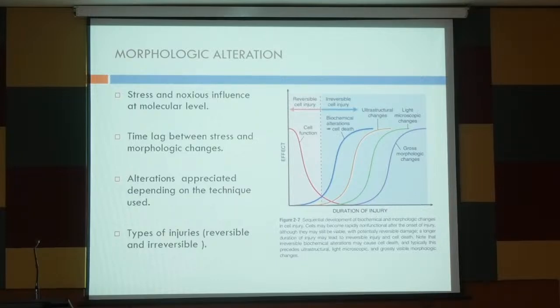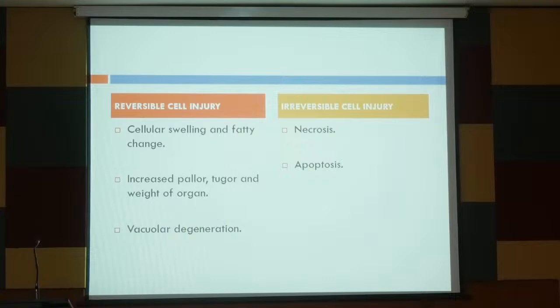One is reversible injury and the other is irreversible injury. So what is the earliest manifestation of a reversible injury? Cellular swelling. Why is there cellular swelling? There is influx of water. So what is that called?